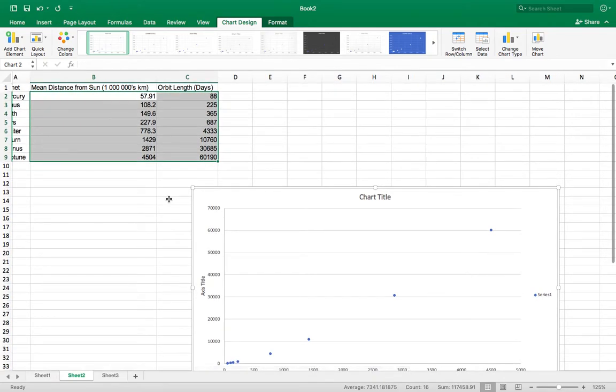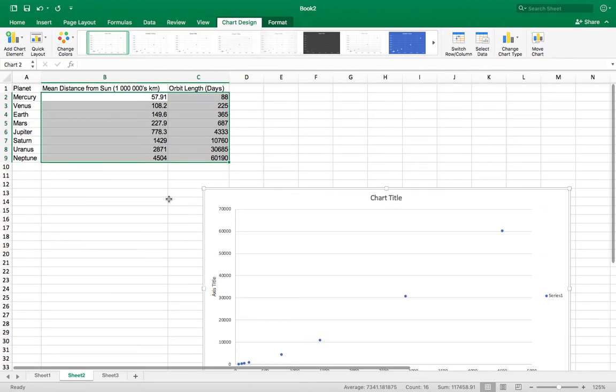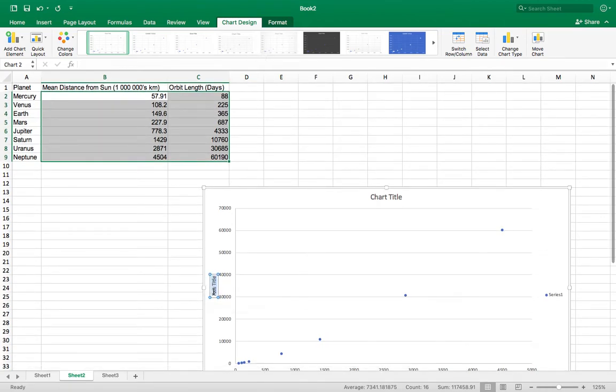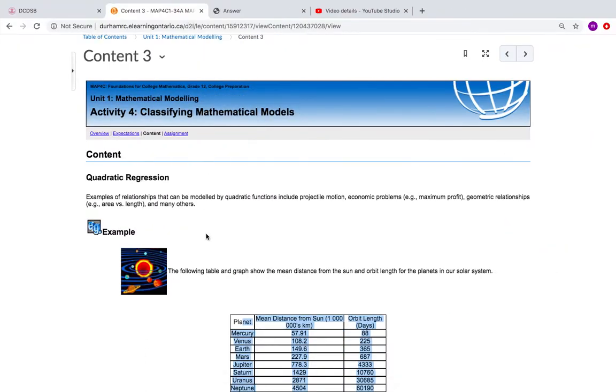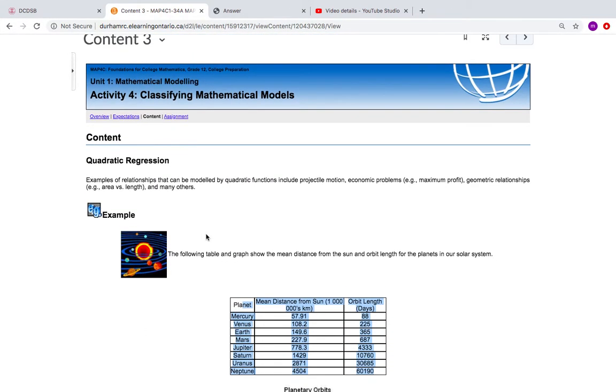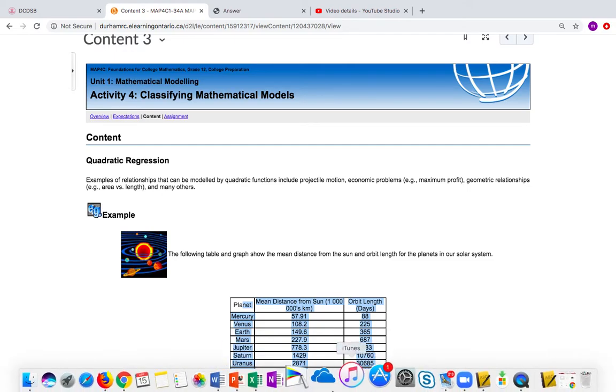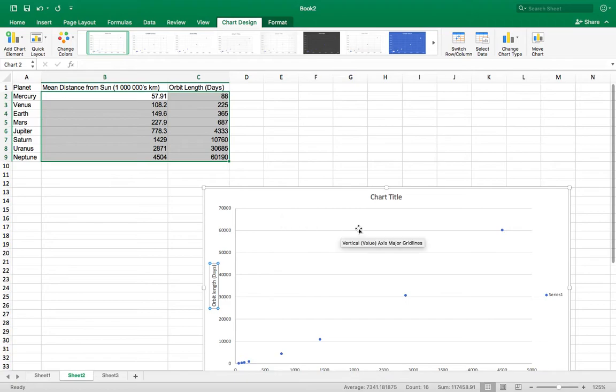And then for the orbit length in days, we are going to change the title for the Y, and we're going to say orbit length, and then the unit is days. And then what are we going to call this graph? Let's call it planetary orbit, or the solar system. Let's call it planetary orbit. As long as your title has something meaningful, and when I read it, I know what I'm referring to, okay?